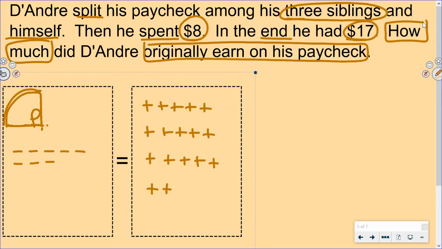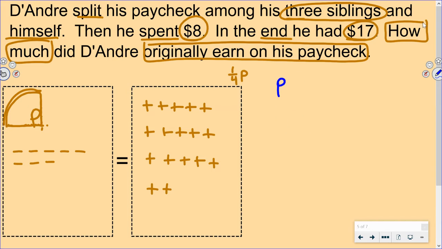All right. Now, how do I go ahead and write this as an equation? Well, look, what did he start with? Started with P bucks. What happens first to that P bucks? He splits it up into 4 parts. Now, I want to be clear about this. Some folks would rather write 1/4 of a paycheck. That is perfectly all right, whatever you prefer.